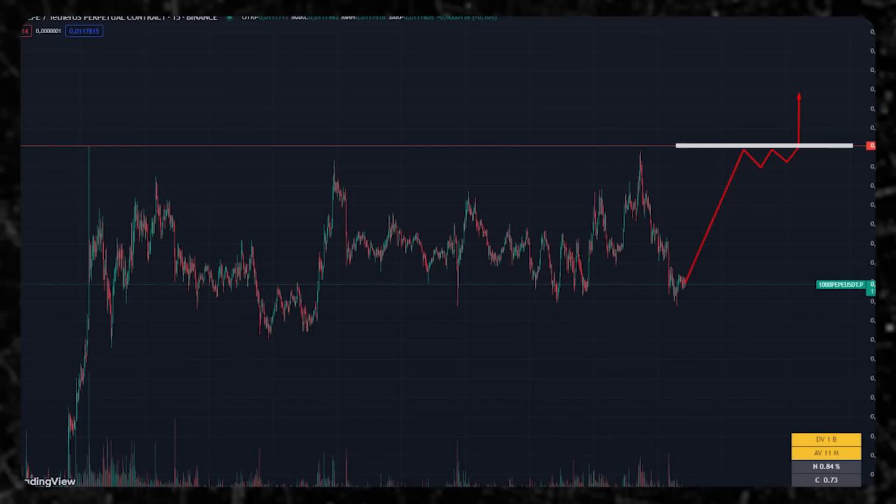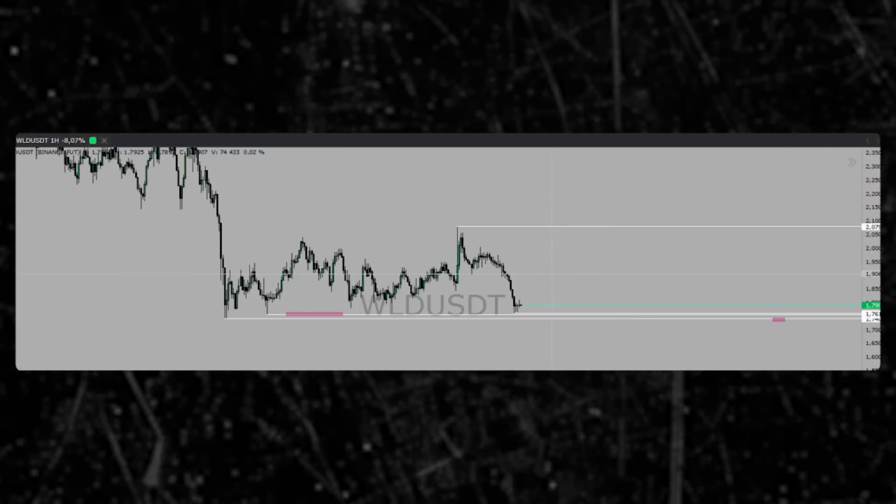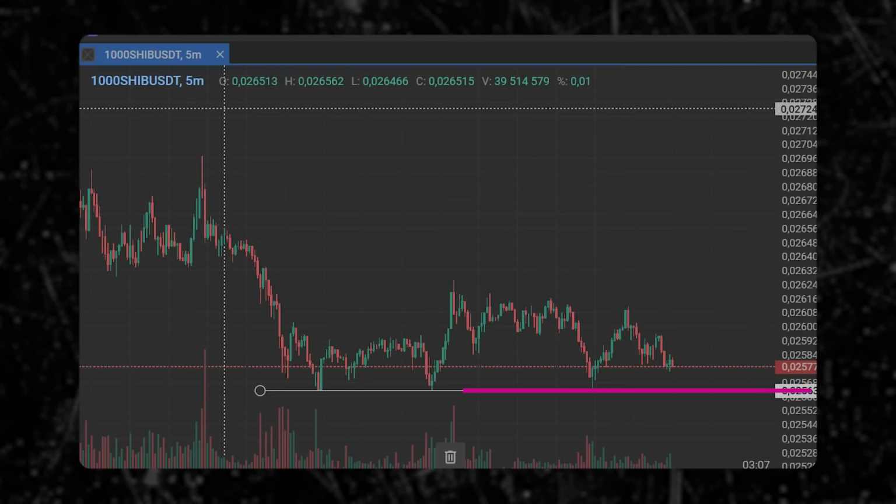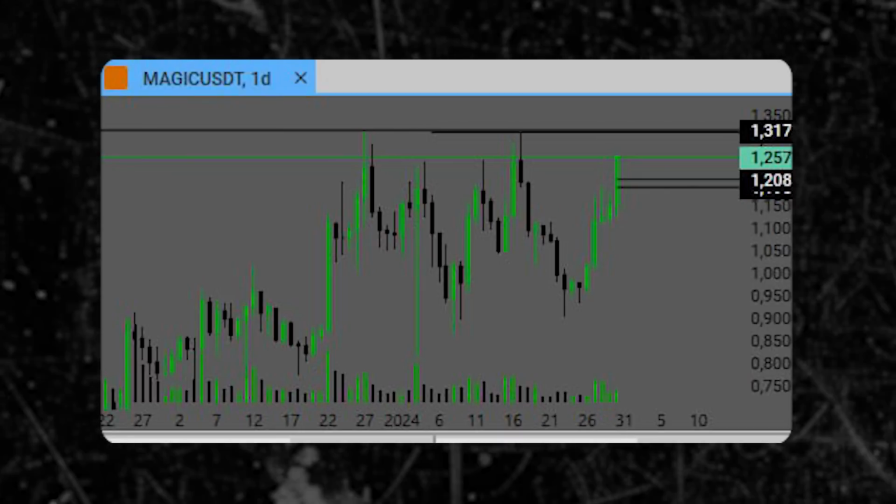The key to this strategy is finding strong horizontal levels on the chart. These levels act as support or resistance, meaning the price has repeatedly bounced off these levels in the past. The more times the price has touched a certain level without breaking it, the more significant that level becomes. Support level: a price point where the asset tends to stop falling and bounce back up. Resistance level: a price point where the asset struggles to rise above and often falls back down.